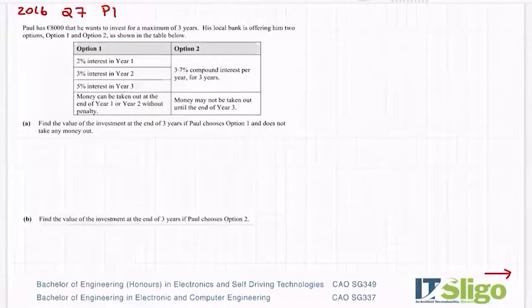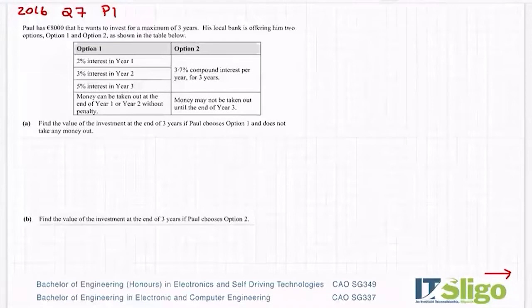Okay, 2016 question 7. Let's have a look at this one. And it looks like a compound interest type question. Paul has €8,000 that he wants to invest for a maximum of 3 years. His local bank is offering him two options, option 1 and option 2, as shown in the table below.